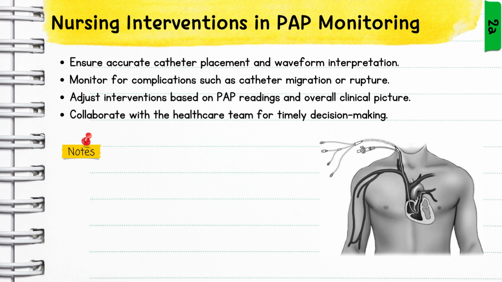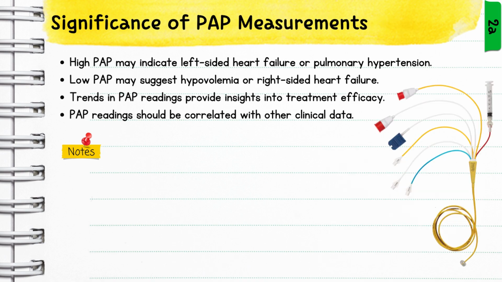You also need to be vigilant for complications like catheter migration or a rupture of the catheter, which is super serious. As you're getting the readings off of the pulmonary artery pressure, you will adjust your interventions like medication administration and all those kinds of things. So you need to be closely monitoring everything. It often involves close collaboration with other healthcare teams, with your intensivists, which are your critical care doctors, and your respiratory therapy, and all of the above.